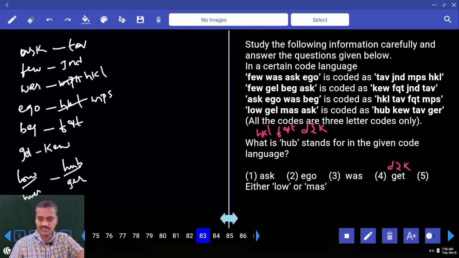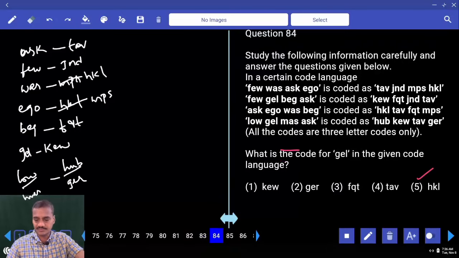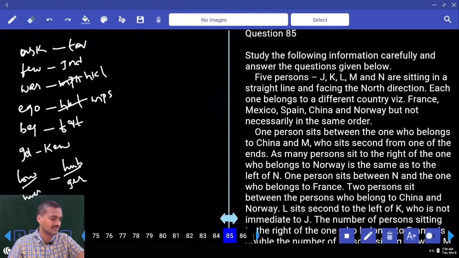The next one, 83. And what does hub stand for? Now this hub is either low or mass. Choice 5, 83. And 84, what is the code for gel? The code for gel is KEW, that is choice 1, 84.